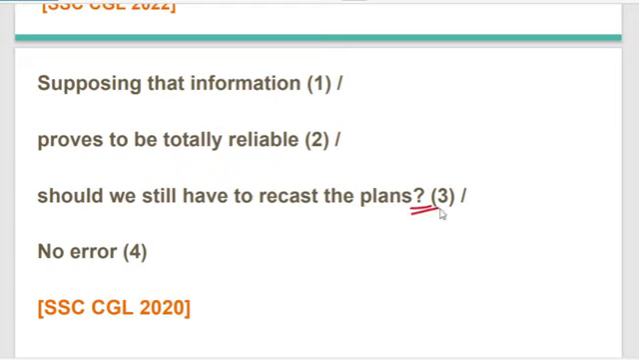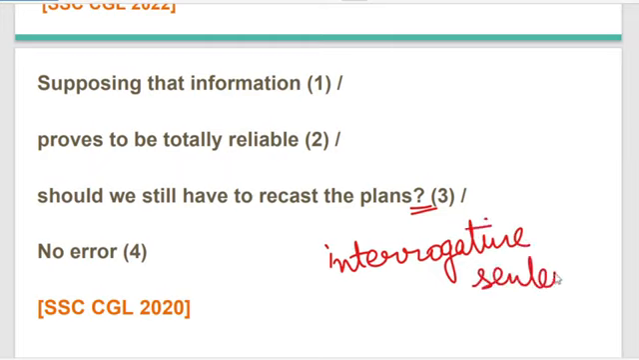There is a question mark, hence it's an interrogative sentence. It's a question of 2020 CGL. Now let's read it again. Supposing that information proves to be totally reliable, should we still have to recast the plans? Alright, now this one is not at all difficult. Let's try to find out.